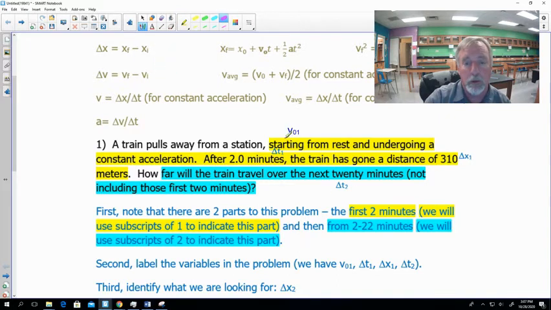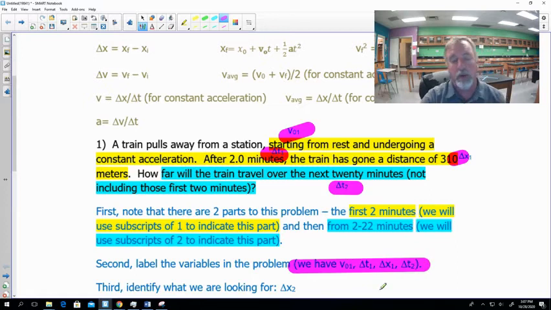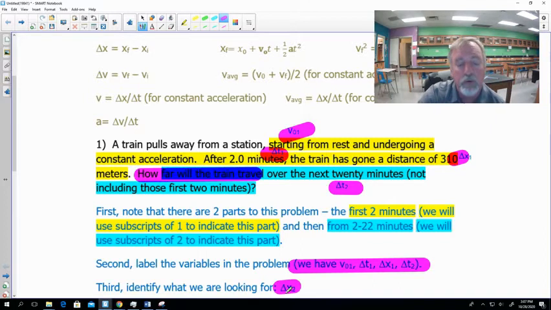Let's do these in pink: right there, in there, in there, in there. So we've labeled the four that the problem gives us. Now, the next step, I want to be very clear: what is the problem asking? Make sure you understand that part because it helps to know where you're going. The problem is asking us how far the train will travel. So that's our delta x2. We're looking for delta x2.